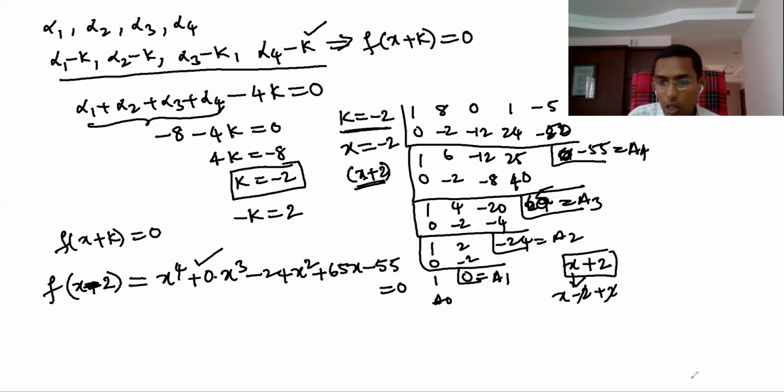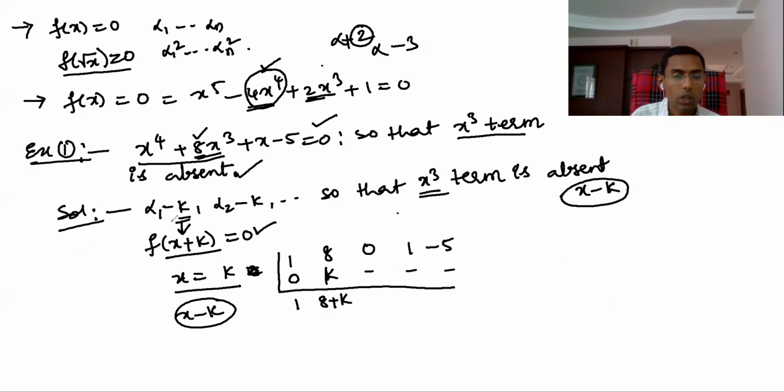But actually you don't need all that. Very simple thing you can do. What is that? You take either plus k or minus k, then you make the sum of the roots 0, then you will get it. Otherwise, what is the process?